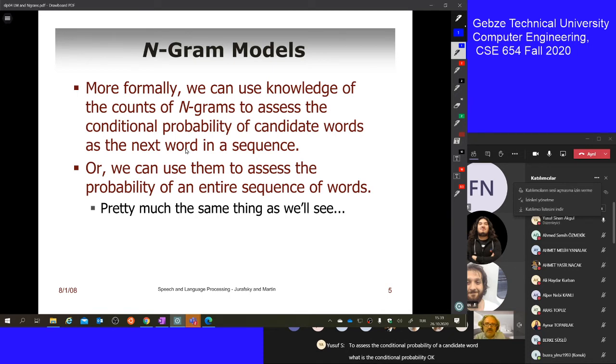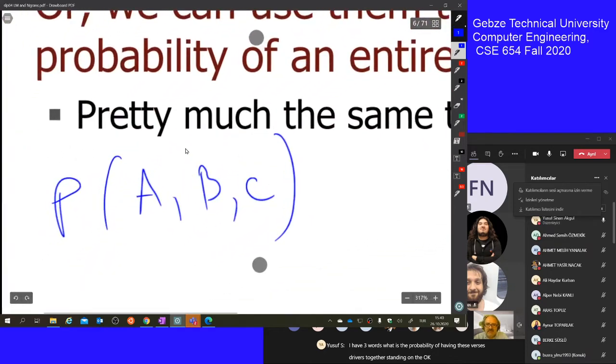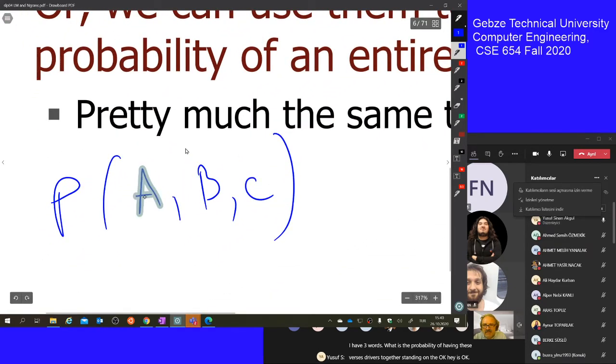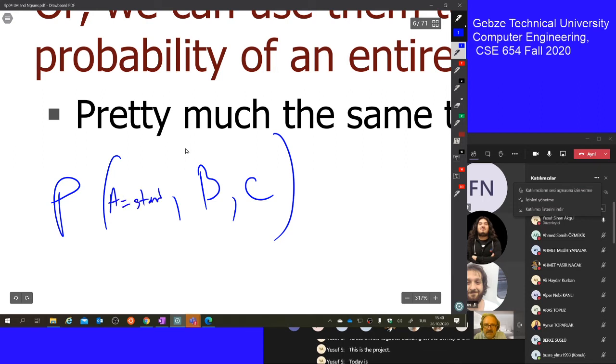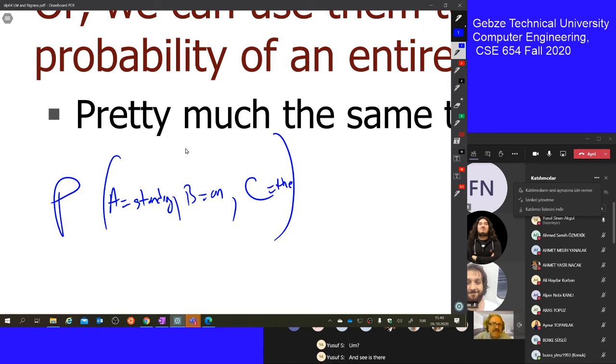Okay, the conditional probability is this. Let's say I have three words. What is the probability of having these three words together, "standing on the"? A is "standing", B is "on", and C is "the". What is the probability of having "standing on" there?